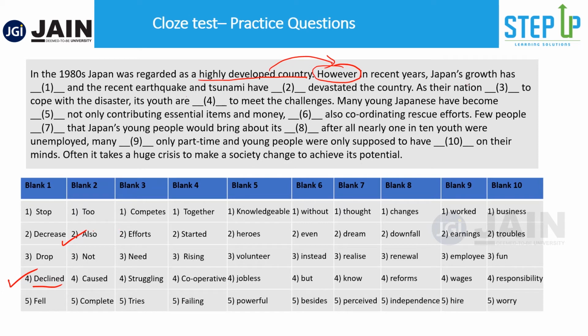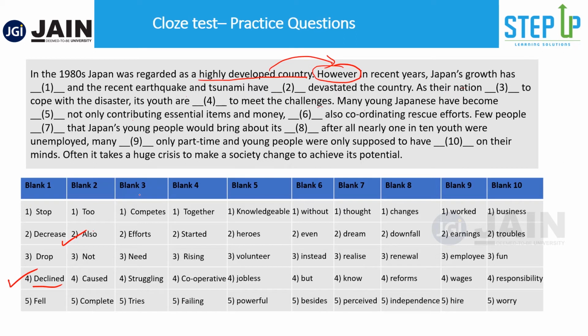As their nation dash to cope with the disaster, its youth are dash to meet the challenges. Okay, they are doing something to meet the challenges. Many young Japanese have now become not only contributing, so basically some positive things. So as their nation is trying to grapple with the situation, the youth are pitching in, right? That's what the sense is.